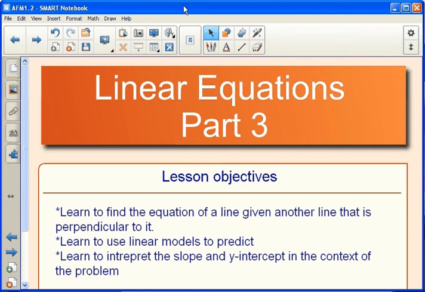Linear equations, part 3. In this lesson, we will be looking at three different things. First, learn to find the equation of a line given a point and another line that is perpendicular to it. Second, learn to use linear models to predict. And third, learn to interpret the slope and y-intercept in context of the problem.